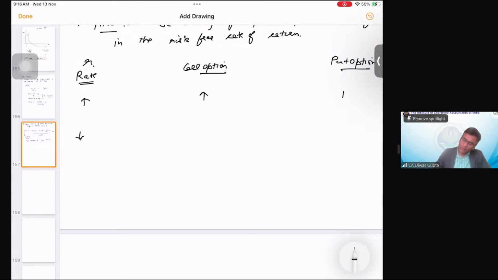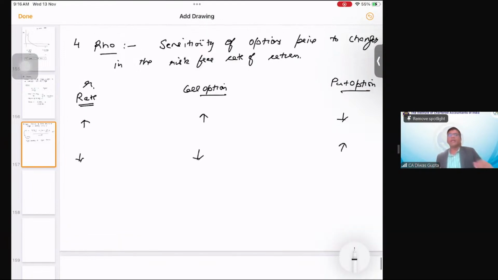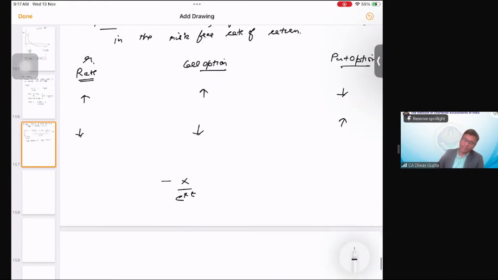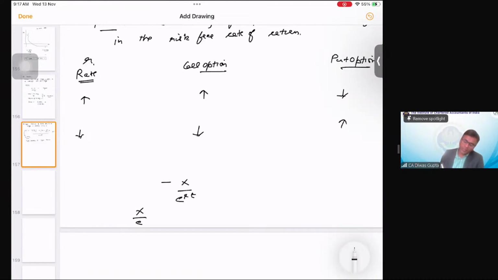It will go down. So there is an inverse relationship here with the put option. And this can be understood by evaluating the Black-Scholes model formula for both call option and put option. So in call option, we reduce the present value of spot price. But in case of put option, we start with the present value of strike price.